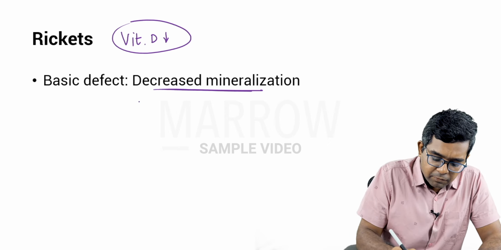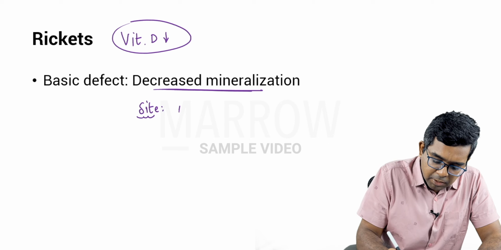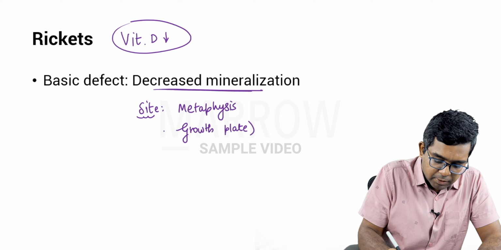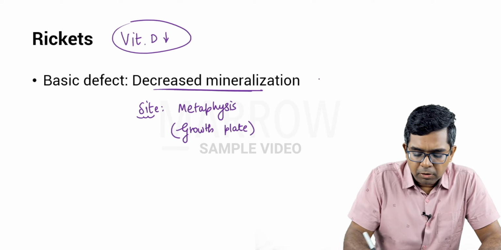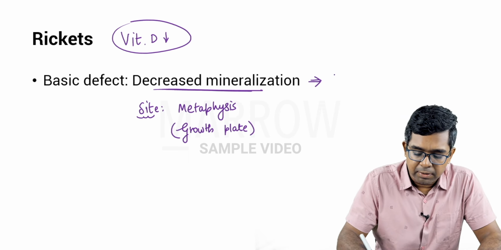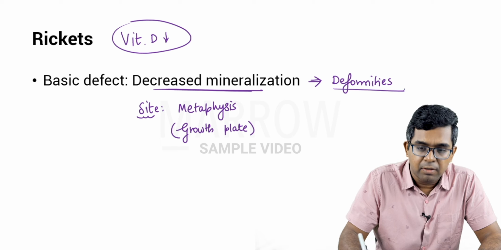Okay, and which is the site of the bone which is affected? It is the metaphysis, where we have the growth plate. That is the site affected in case of rickets. Okay, and because of decreased mineralization, the bone will lose its strength, and this results in deformities in case of rickets. Deformities in case of rickets.